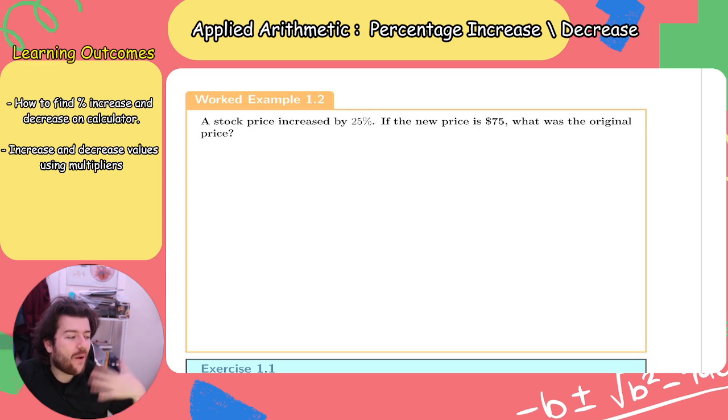We just want to find out what the original amount was. So it's a little bit of a different method here, but if you follow me, you should be fine. A stock price has increased by 125%. If the new price is $75, what is the original price?